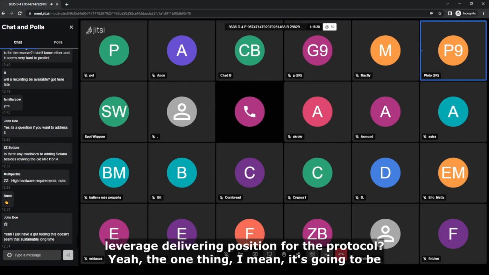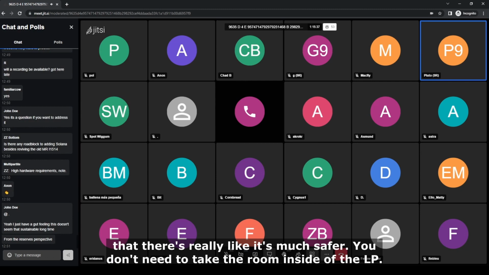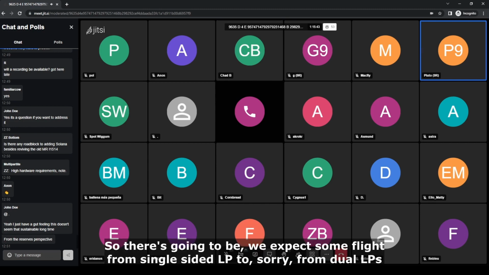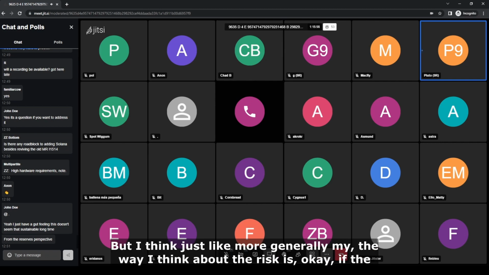Yeah, the one thing, I mean, it's going to be interesting to see what the dynamic is when LPs start to realize, like Chad was saying, that it's much safer. You don't need to take the RUNE side of the LP. So we expect some flight from dual LPs to single-sided LP. And then whether there's a lot of ILP paid out on that.